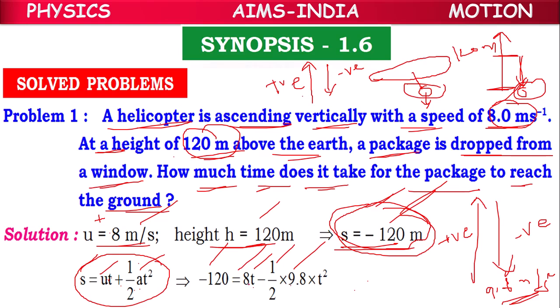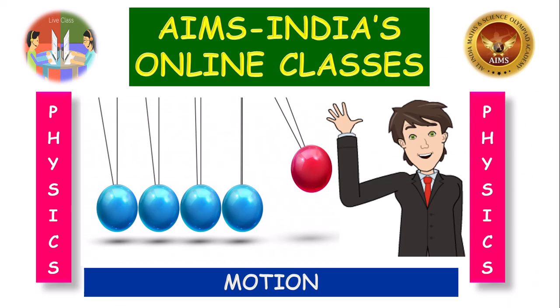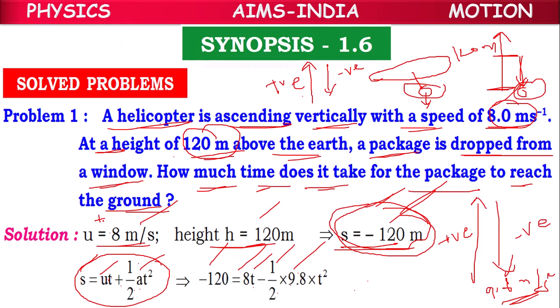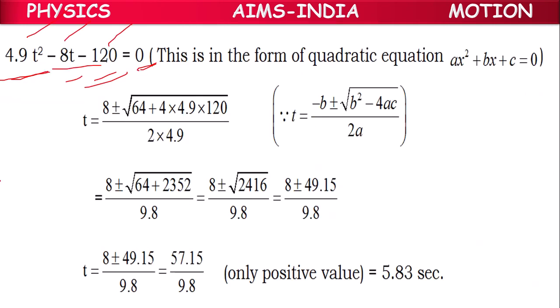Next, 2 into 4.9, we can divide by 4.9. So if we write in order, 4.9 t square comes first, after that minus 8t, after that minus 120 equals 0. This 9.8 is 2 into 4.9. Taking this 4.9 t square to this side, plus 8t, there is minus 120 equal to 0. By these steps we have written it like this.